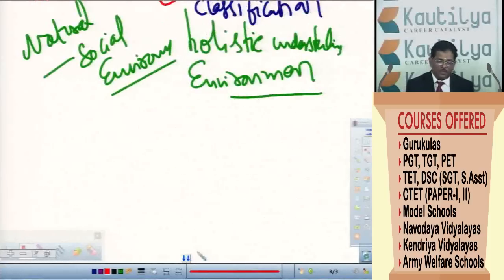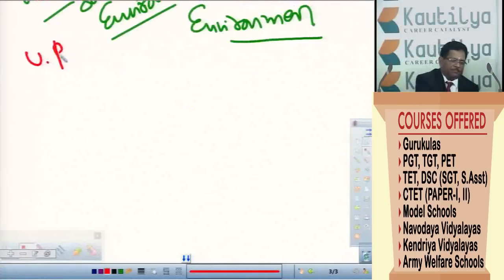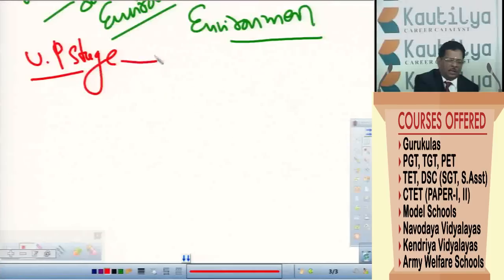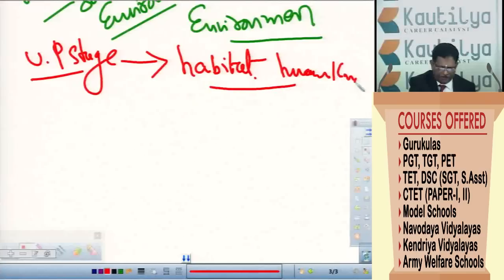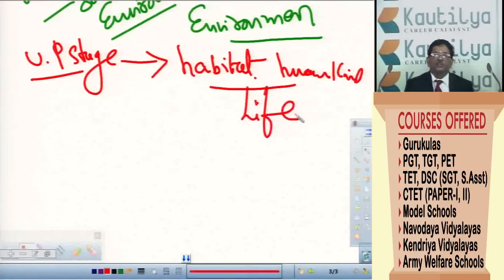Then, what are the objectives of social science at upper primary stage? At upper primary stage, the importance and the need of teaching these social sciences is to develop the understanding about the habitat of humankind and other forms of life. That is, what about the human beings and what about the life of other living organisms. The basic concepts and the right understanding of human beings' life and other living organisms' life can be understood by the child at upper primary stage.